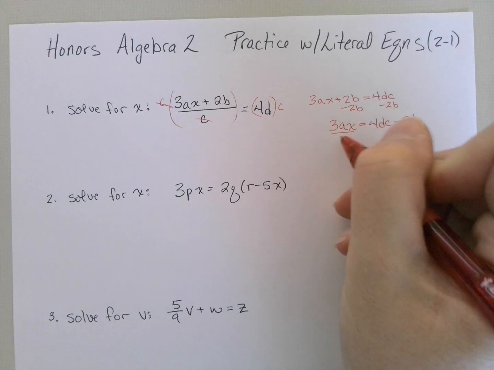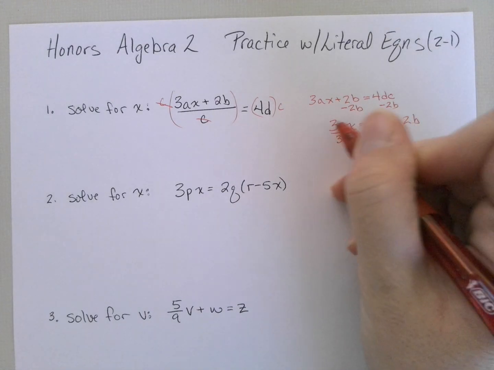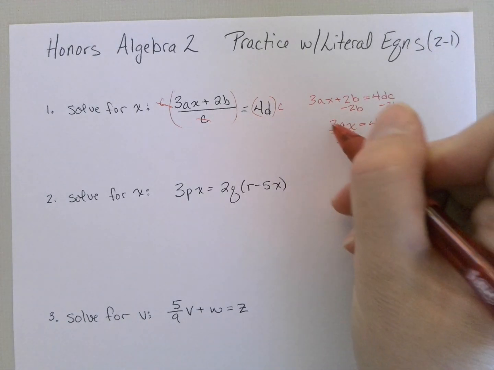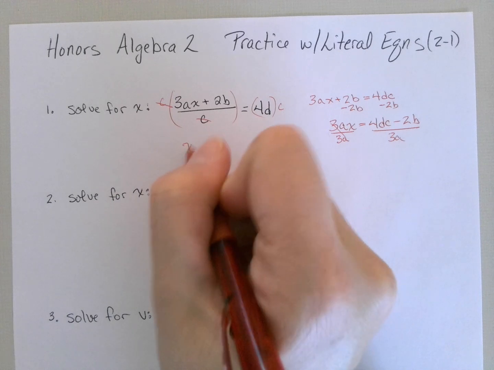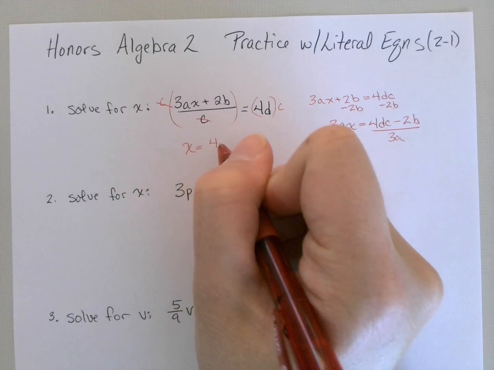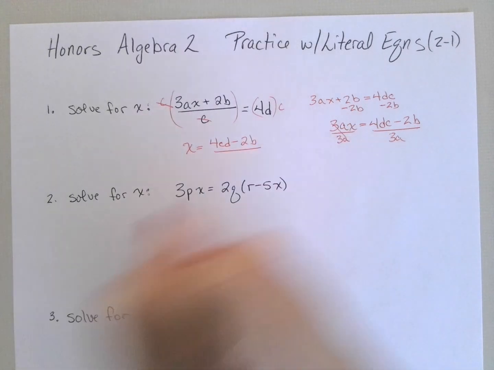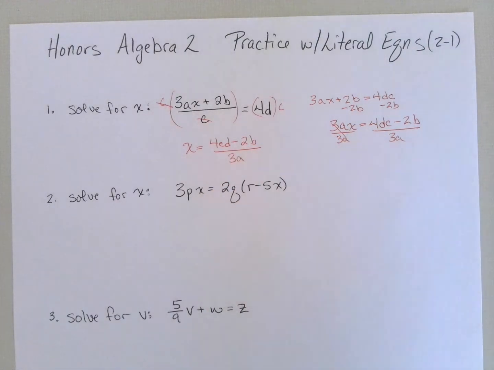And the next thing I'm going to do is divide everything by the 3a. And I'm going to do it in one piece here. And that's it. That cancels out. And my final answer is x equals 4cd, I'm going to rearrange that, minus 2b all over 3a.